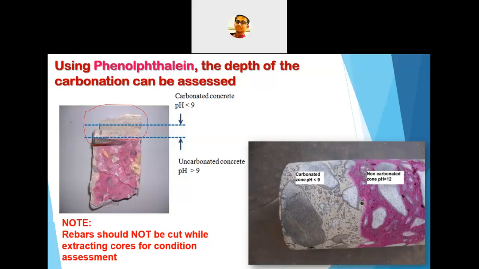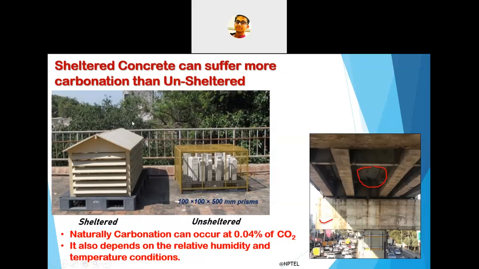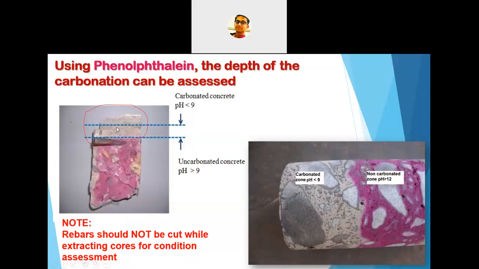So nicely, from that, we can understand up to how much depth the concrete is suffering from carbonation. So this is a very nice method. By using this phenolphthalein indicator, we can really find out the depth of carbonation. So now one more parameter I want to share with you. This is a test arrangement that has been done in IIT Madras.